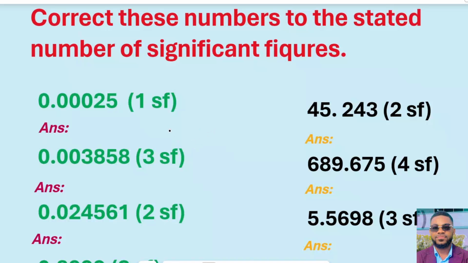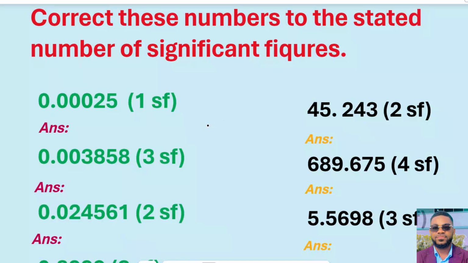If you want to round a certain number or correct a certain number to a stated number of significant figures, first of all, you should be able to identify the first significant figure. That is what you're supposed to know. Because if you don't know the first significant figure, you cannot locate the actual number that you want to round or correct your number to.